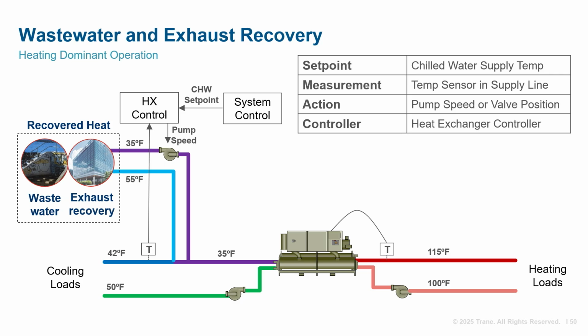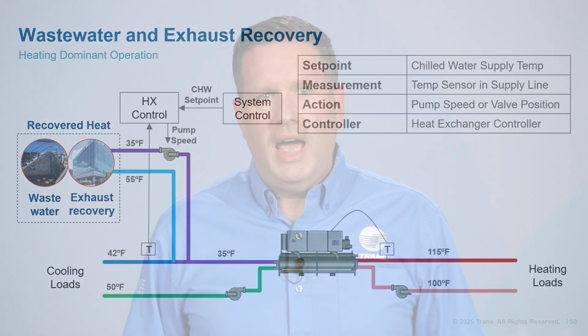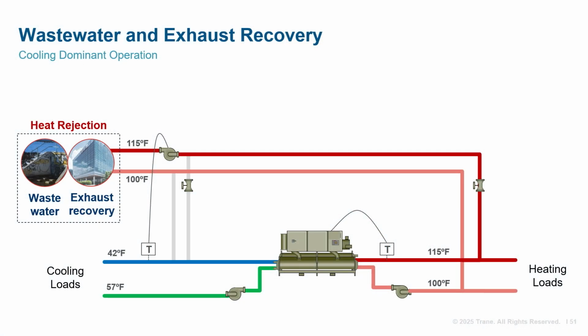The more heating dominant that the system is, the more recovered heat must be added. As the system becomes less heating dominant, the amount of external heat is modulated down. Eventually, no external heat is needed, and the chilled water temperatures may drift upward. This indicates a shift from heating dominant to cooling dominant conditions. In a cooling dominant system, we need to reject excess heat to maintain temperature. One option is to pipe the wastewater or exhaust heat recovery coils to the heating loop so they can be used as a heat sink.